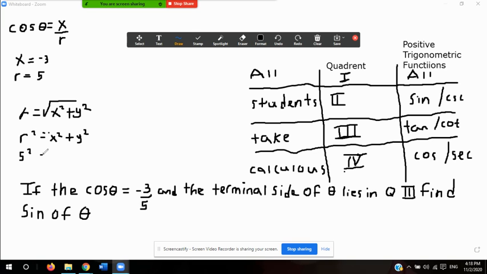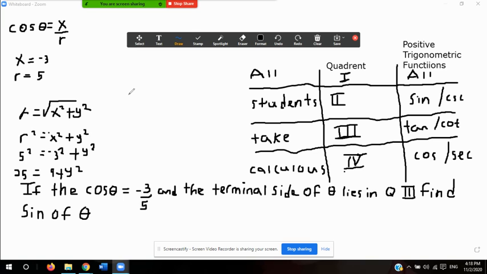And x squared is what I'm looking for. Or excuse me, not x squared, y squared. X is negative 3 squared. And y squared is what I'm looking for. So what I'm going to do now is just say, well, this is 9. And this is 25. And of course, this is y squared. So plus y squared.